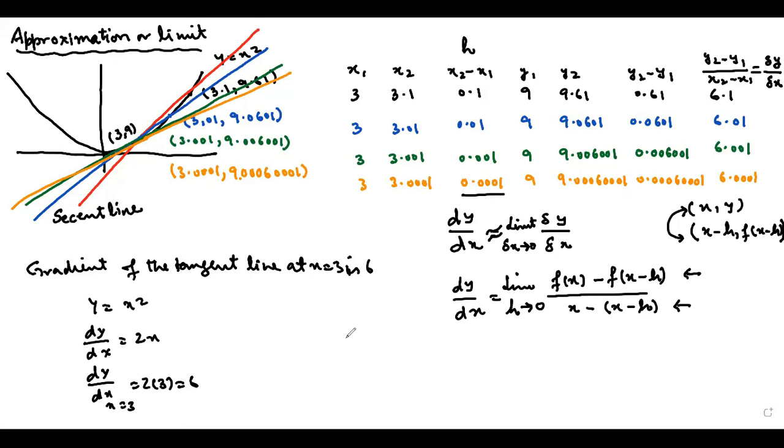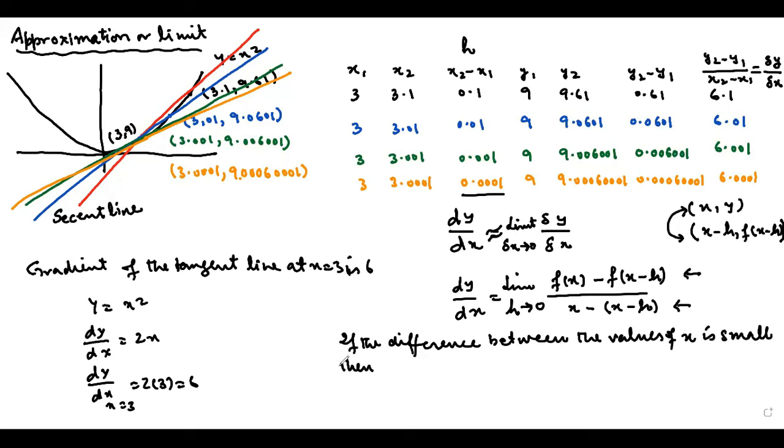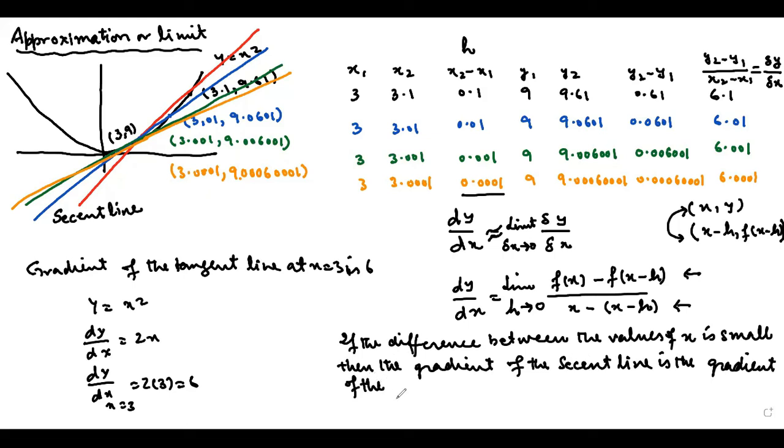If the difference between the values of x is small, then the gradient of the secant line is the gradient of the tangent line. ठीक है, ये बात क्लियर हुई डायग्राम से कि नहीं हुई कि the gradient of the secant line is the gradient of the tangent line when the change in x becomes very small.